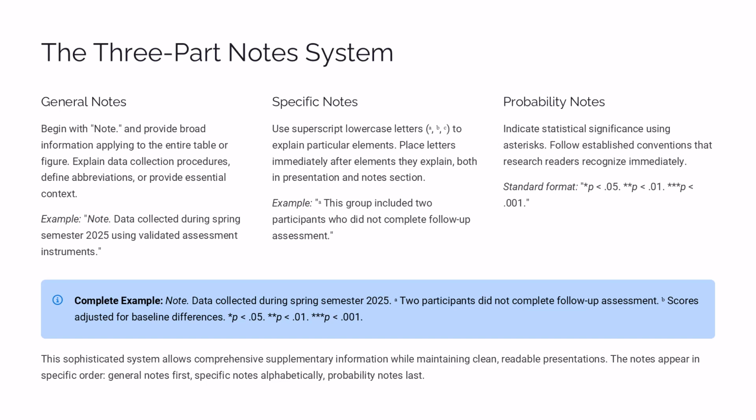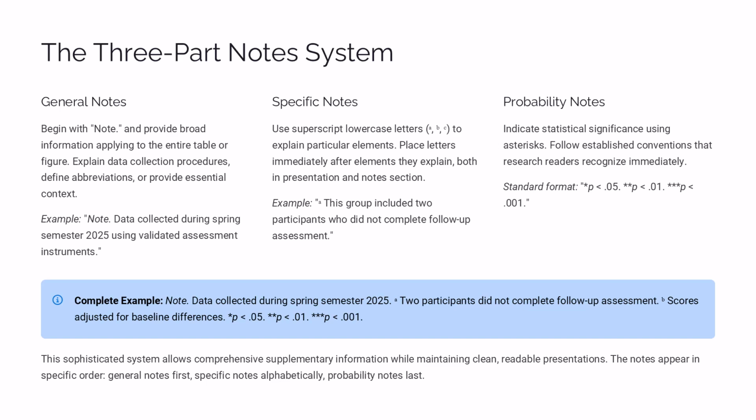Place asterisks immediately after the relevant statistical values in your table, and ensure that your probability notes explain all asterisk levels used. If you only have results significant at the 0.01 level, your probability note would simply read p less than 0.01. Some researchers also use additional symbols for marginally significant results or specific statistical tests, but ensure that any non-standard symbols are clearly explained in your probability notes.